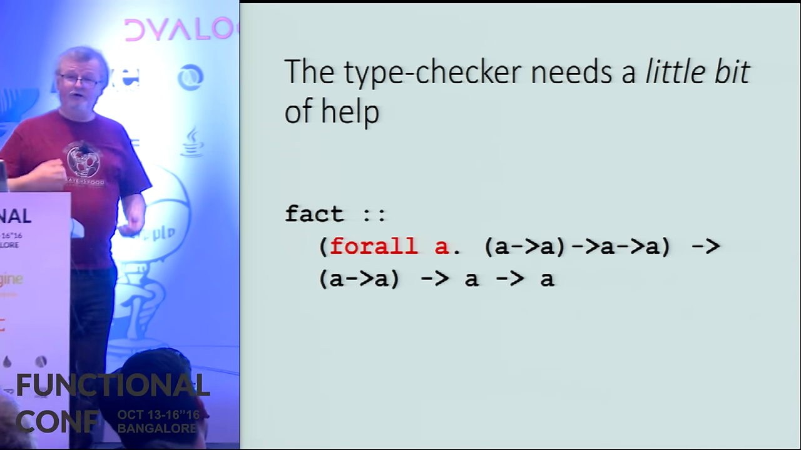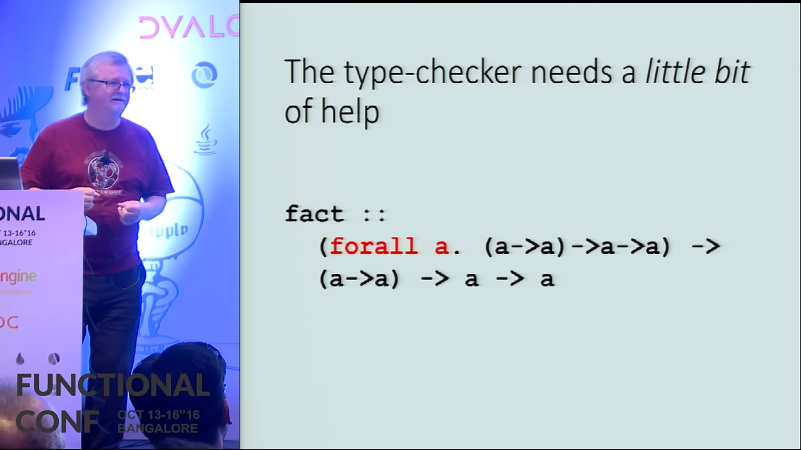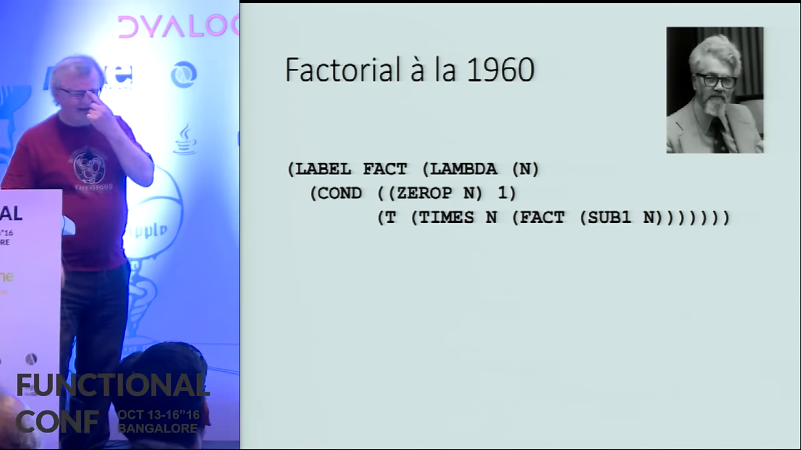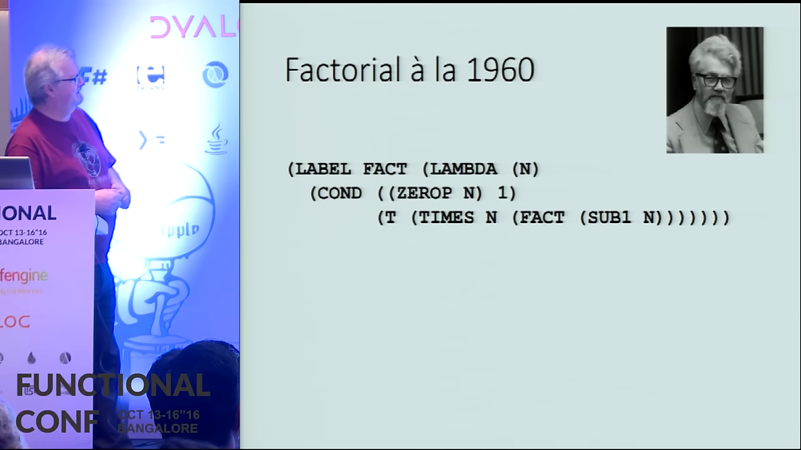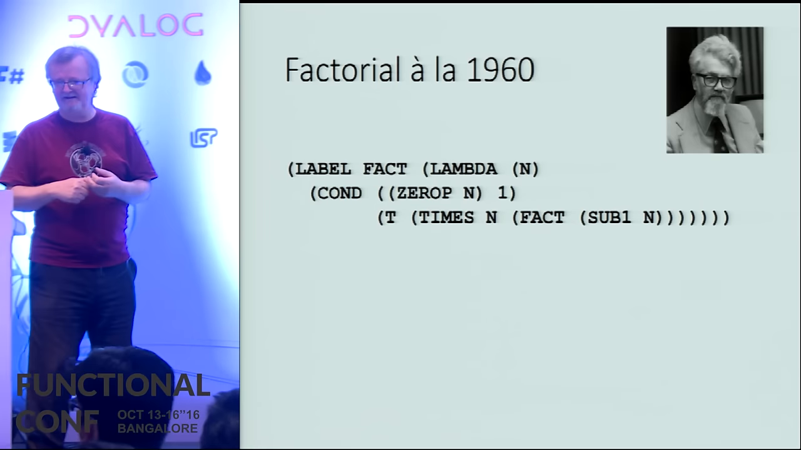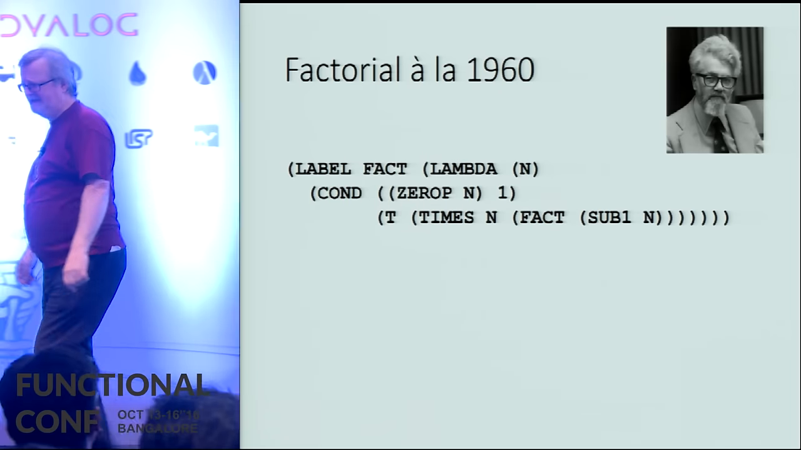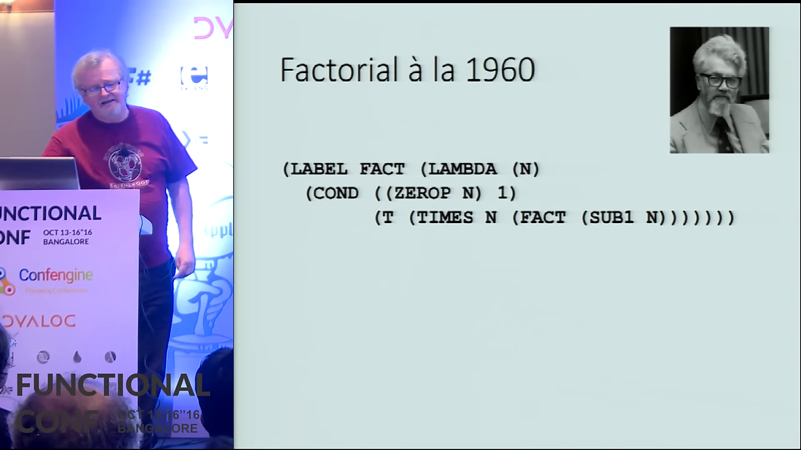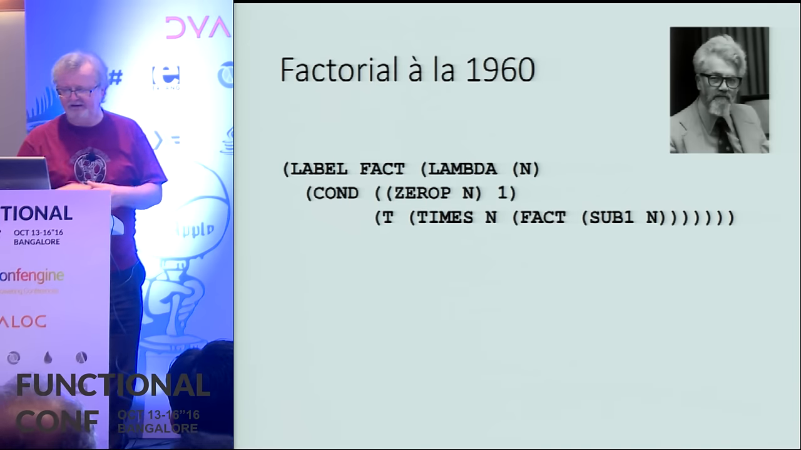So that's great. So in the 40s, we could write functional programs, but we couldn't run them. And that was kind of a shame, wasn't it? So then, around about 1960, John McCarthy built the first Lisp implementation. And suddenly, it was possible to run functional programs for the first time. Here's the factorial function in Lisp. It's pretty similar to the 1940s version.